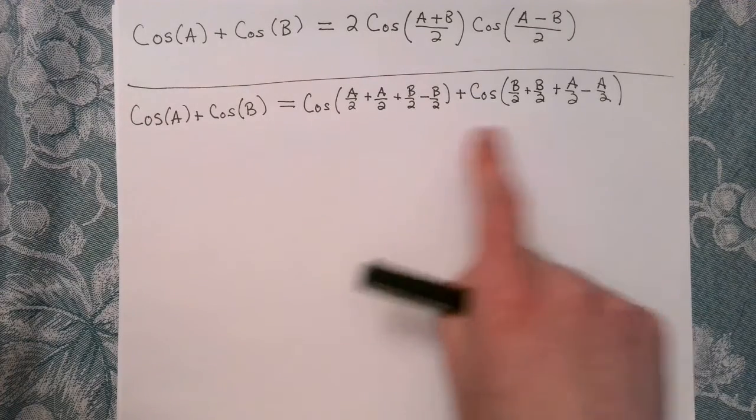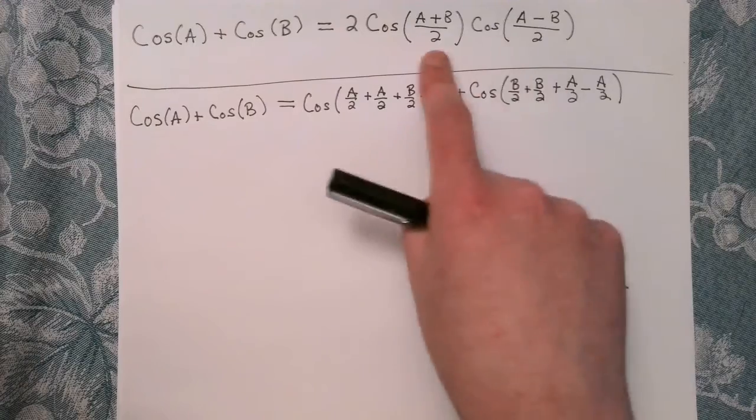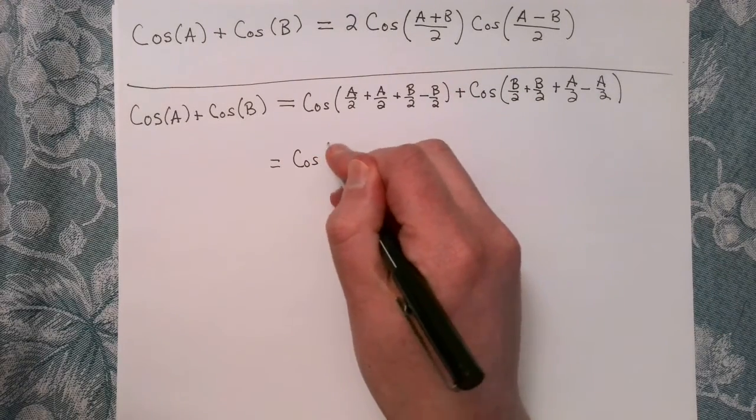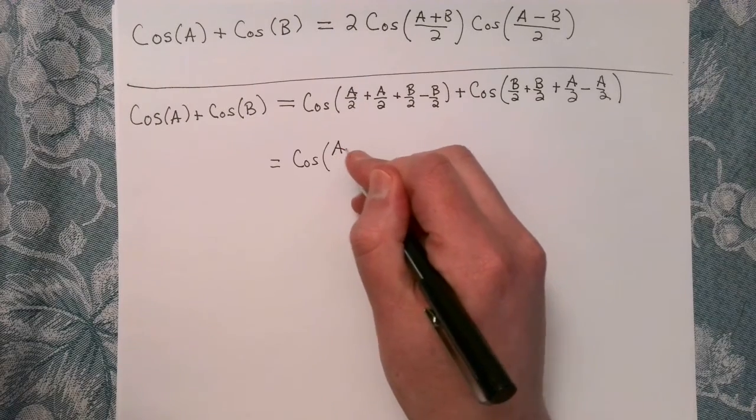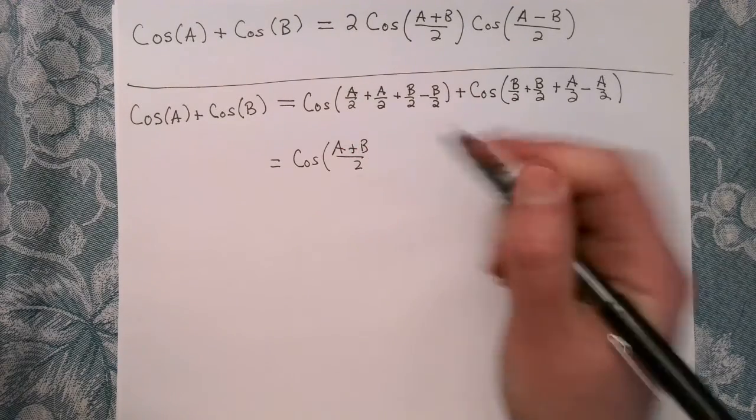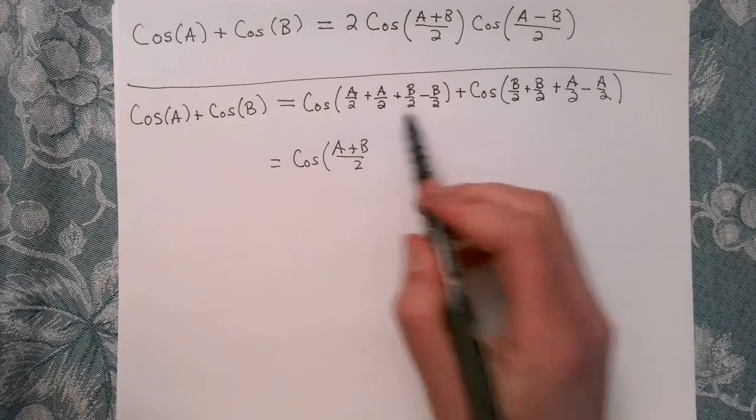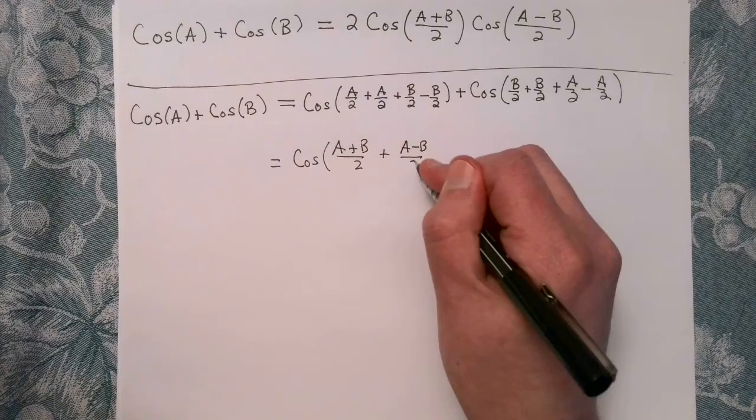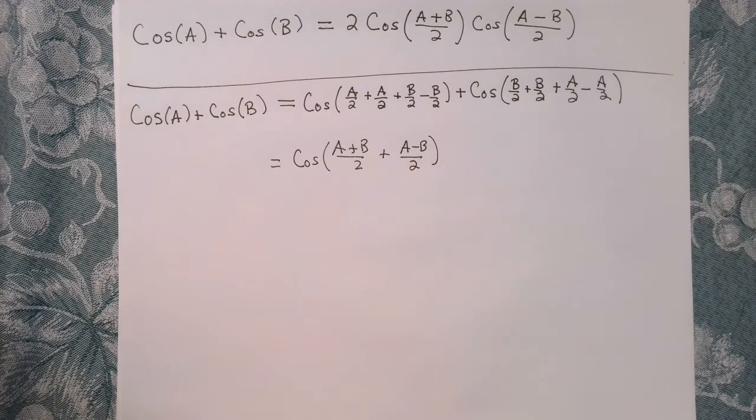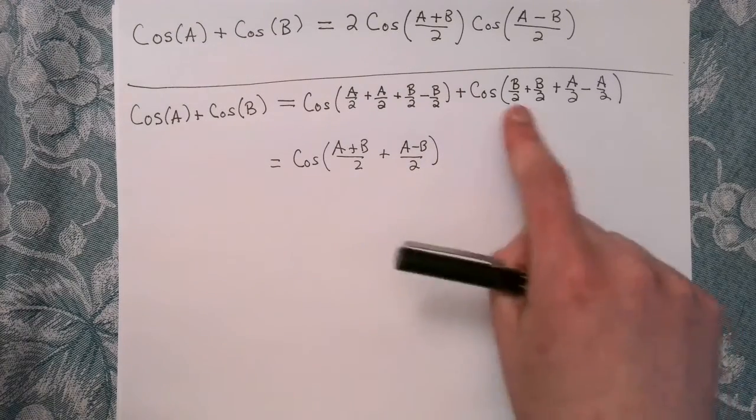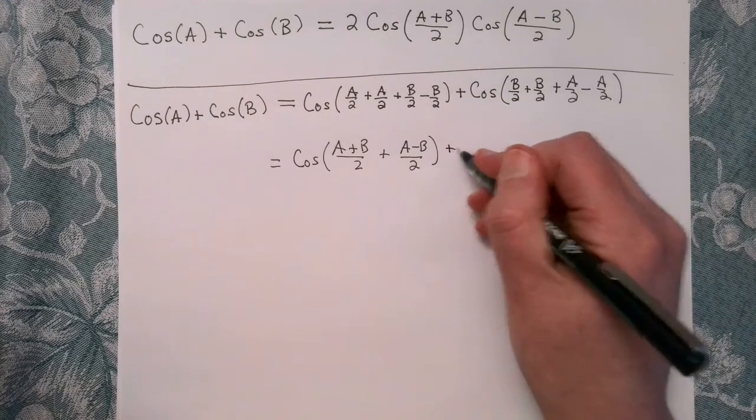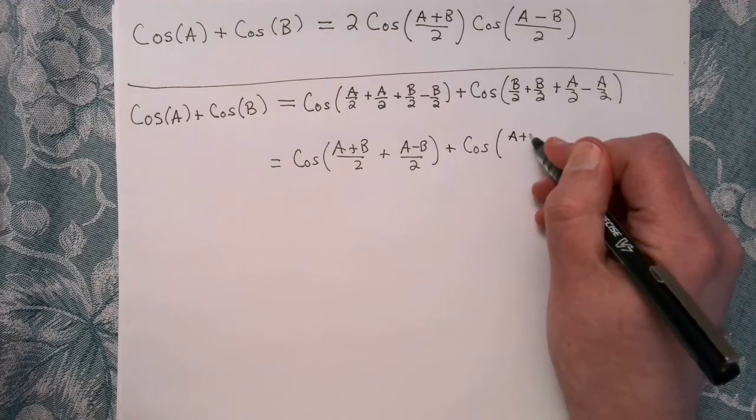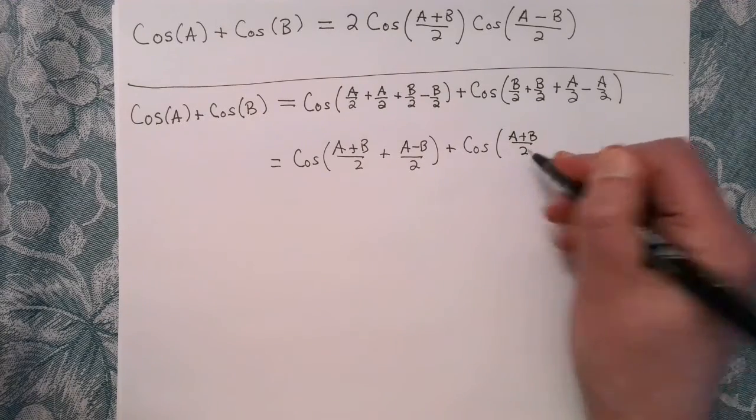Okay, so let's group these together so our angles start to emerge. Let's rewrite this as the cosine of, let's say, (A plus B)/2, just grouping these together, and then plus (A minus B)/2. Okay, so similarly here, we're going to have the cosine of (A plus B)/2.